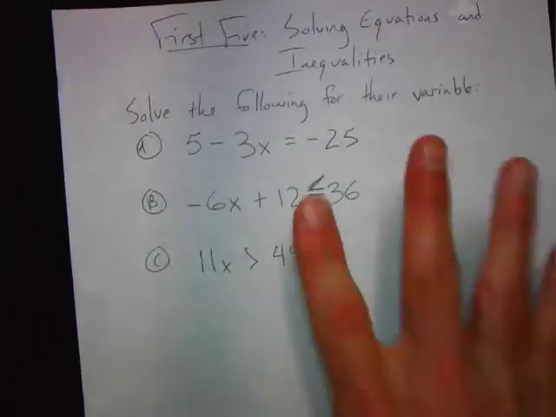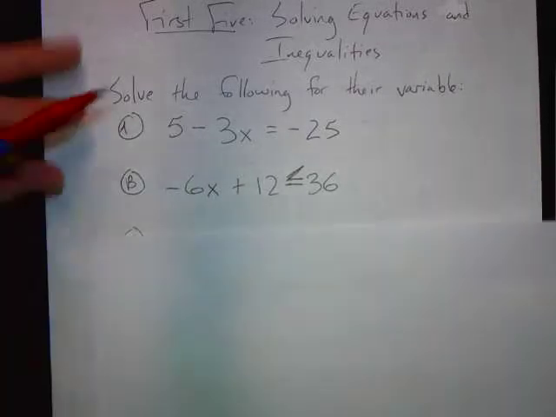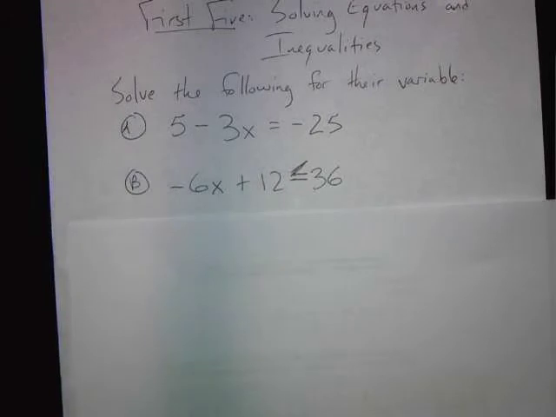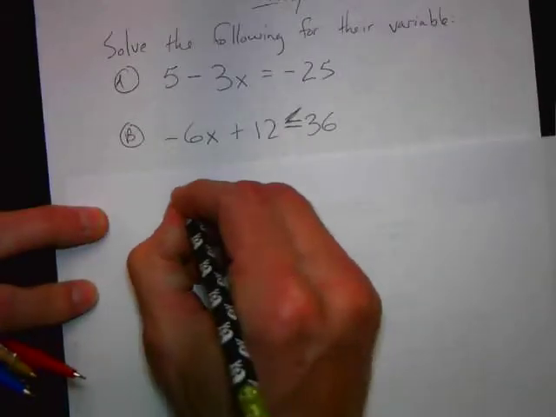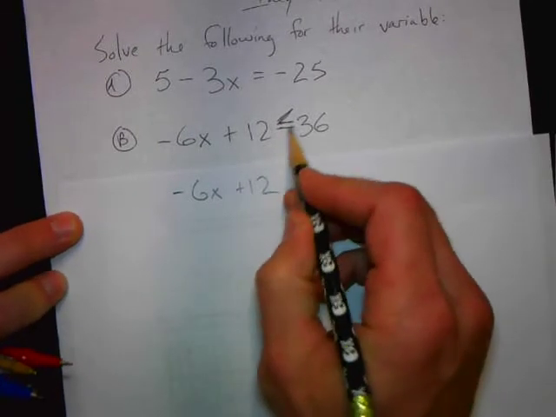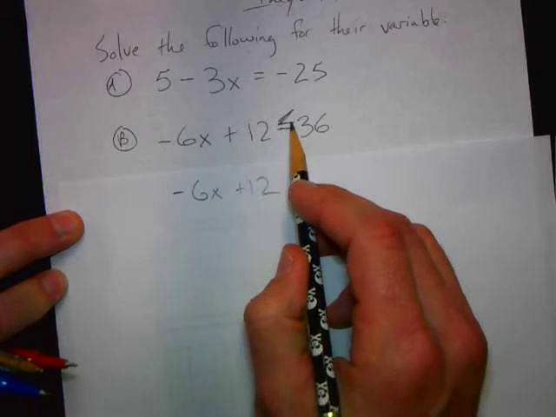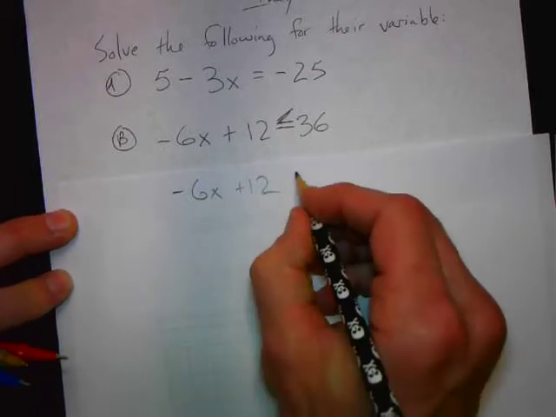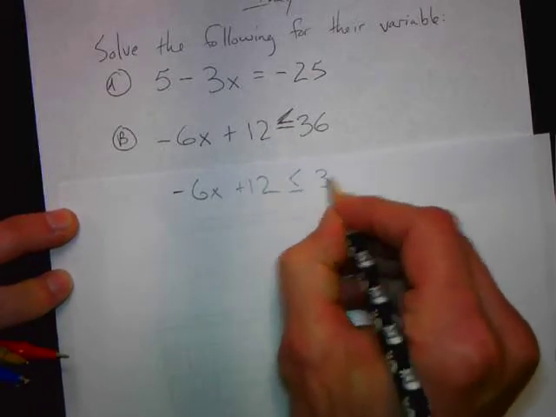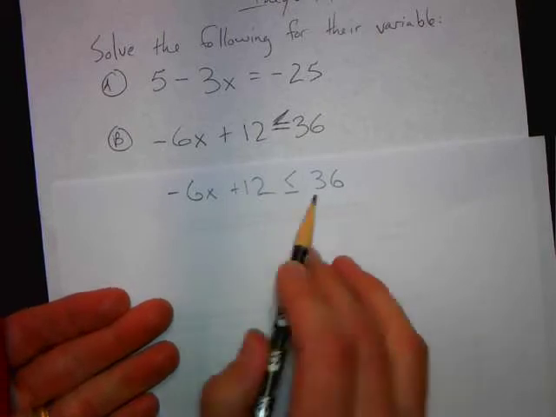So now, what if we're not dealing with equations? What if we are dealing with inequalities? So we have an inequality statement, which is in the second example. We have negative 6x plus 12. And how do we read this symbol? Less than or equal to. Okay, so that's less than or equal to 36. And we're going to find all the values for the variable that makes this statement true.